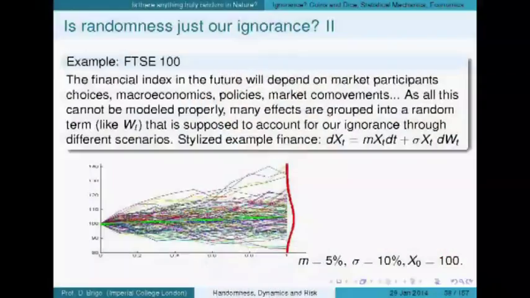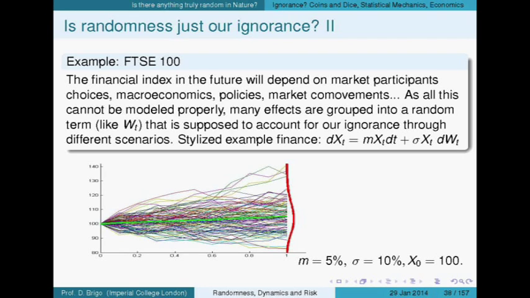But in fact, it's too difficult and too complicated, and what you do then, you group all this complexity into a random term. And you say, this dw you see in the final equation here, the random term affecting the system, is grouping all this complexity and effects that I don't know really how to model precisely, and I hope that I am shaping the randomness in a way that accounts for these effects in a proper way.